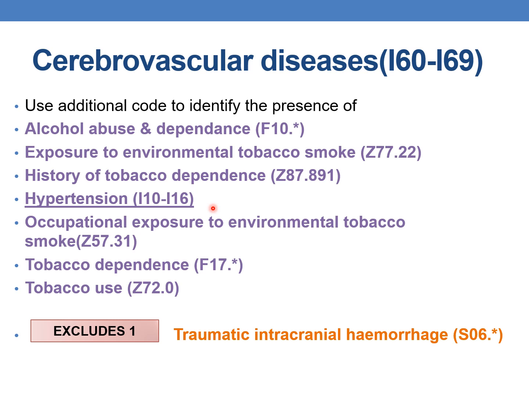Hypertension is also included. So whenever you are coding cerebrovascular disease, if the patient is having hypertension, additionally you need to code the hypertension code. Apart from hypertension, occupational exposure to environmental tobacco smoke can be given by Z57.31. Tobacco dependence can be seen in the category F17, and tobacco use can be given by Z72.0. There is an Excludes1 note, that is, these two codes should not be coded together: traumatic intracranial hemorrhage, which comes under the S06 category.